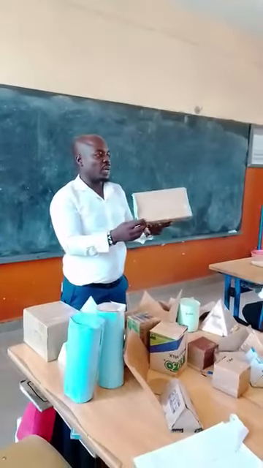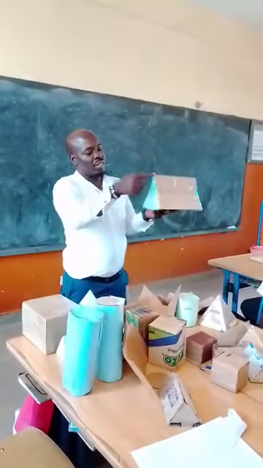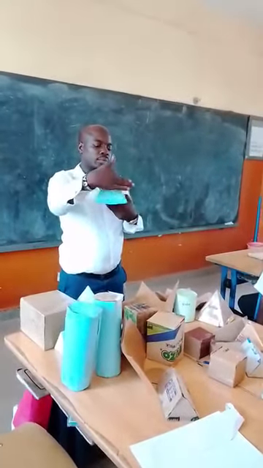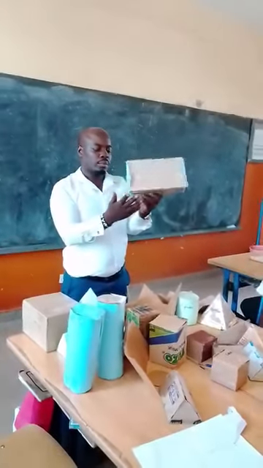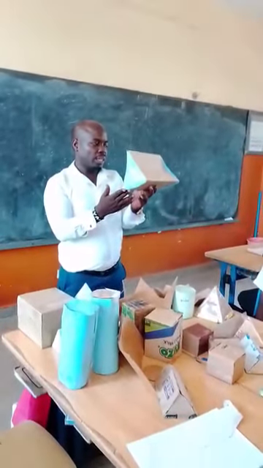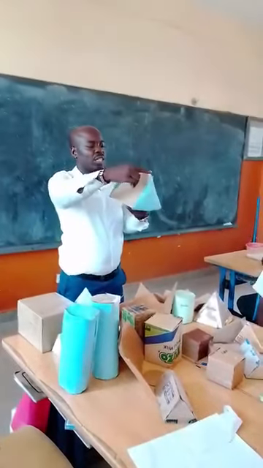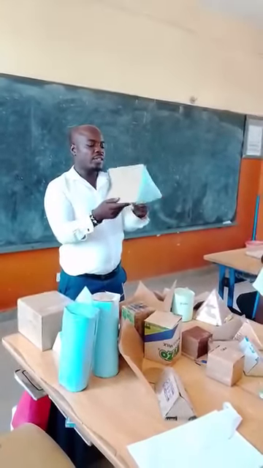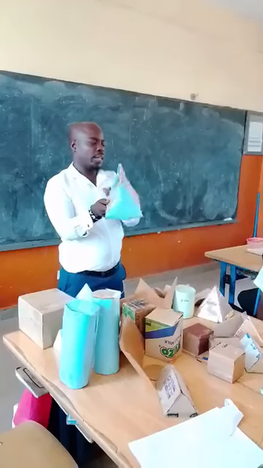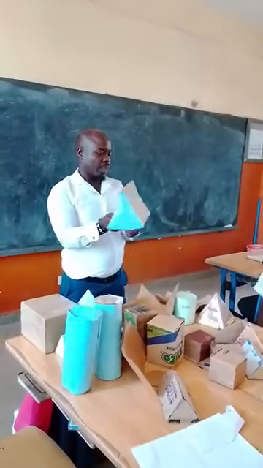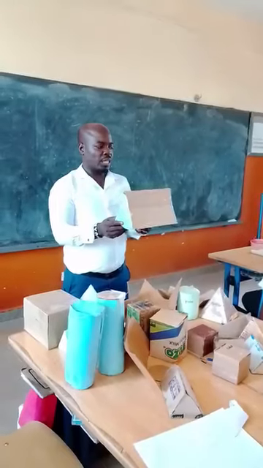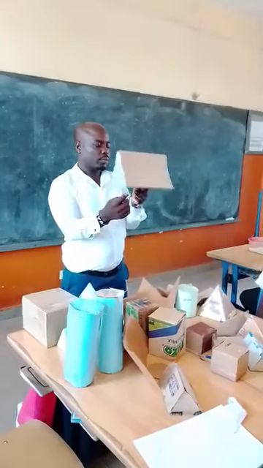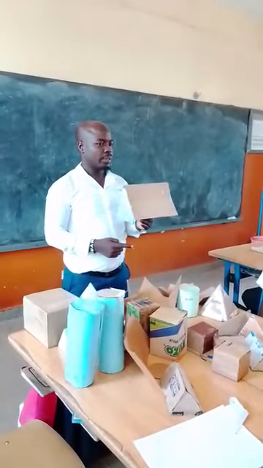Then we have the edges. How many edges are we going to have here? These are the edges. 1, 2, 3, 4, 5, 6, 7, 8, 9. Are they 9? Now this is 1, okay? 2, 3, 4, 5, 6, 7, 8, 9. How many edges? 9. How many vertices? 1, 2, 3, 4, 5, 6. 6 vertices.